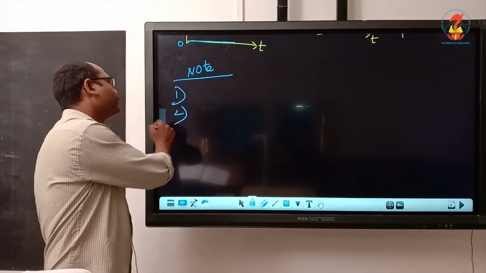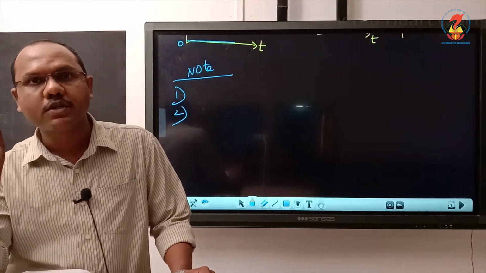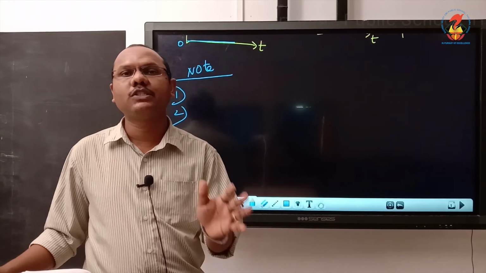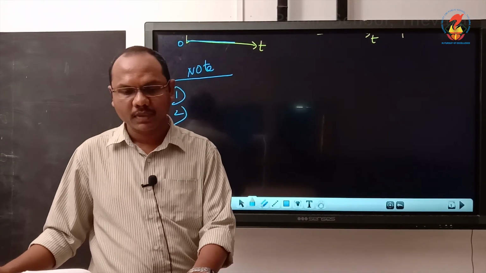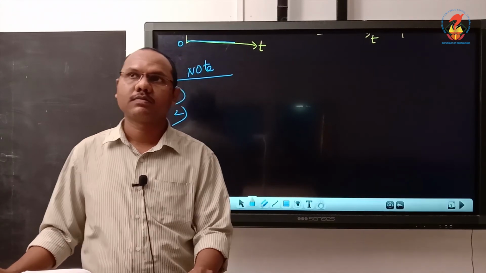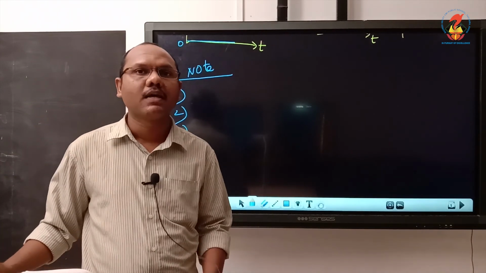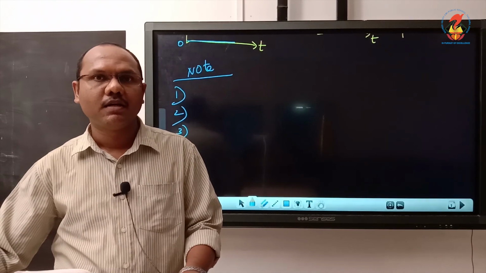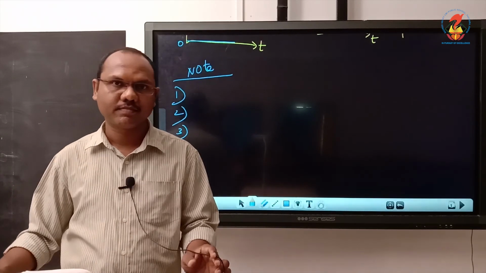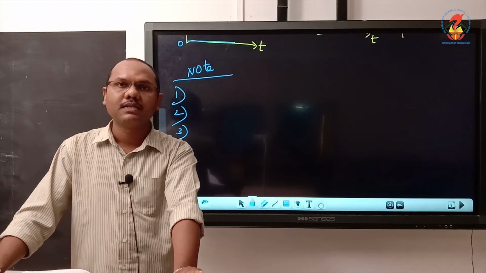Now put number 2 and write, slope of the velocity time graph gives acceleration of the body. Put number 3 and write, area under the velocity time graph gives displacement. Area under the velocity time graph gives displacement.